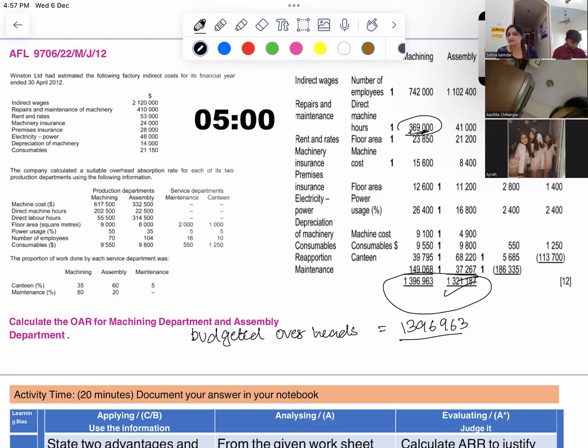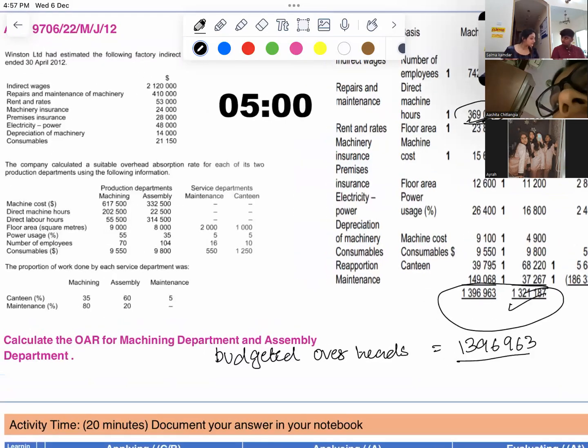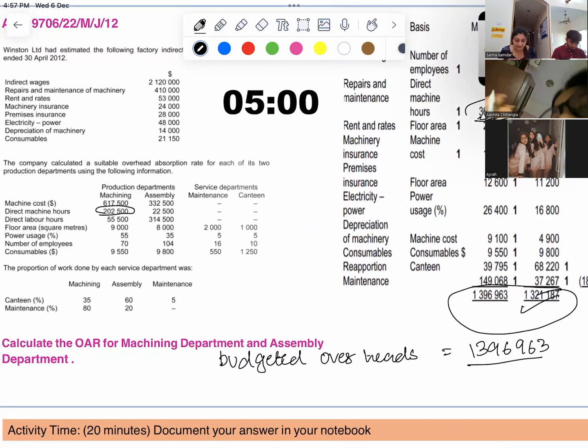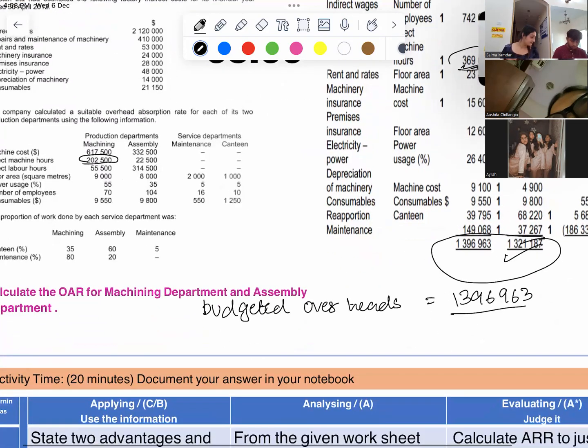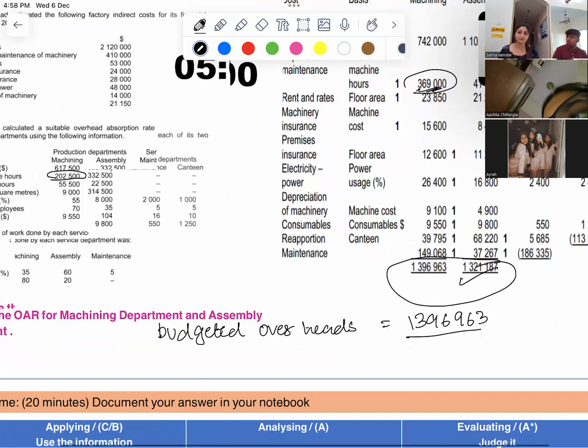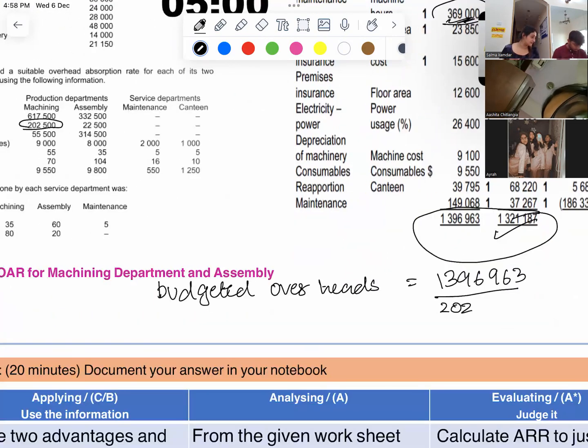That is the basis. See the question, machine hours. Okay, here, this one, 4 decimal places, 202500. You will find it up to how many decimal places? 4. You found it for the machining department. Now find out the other department.